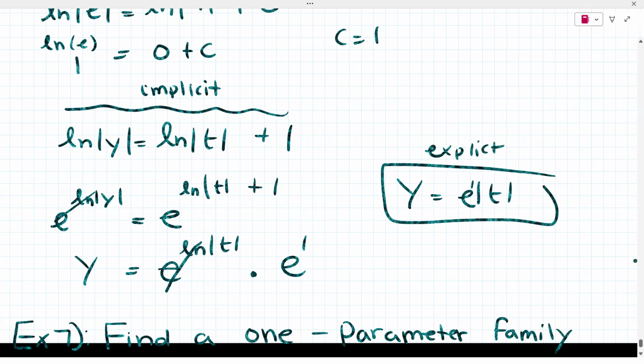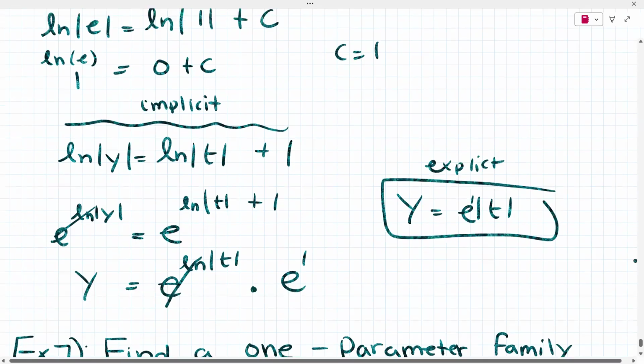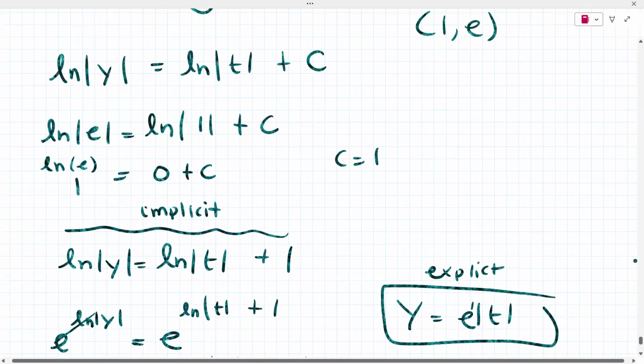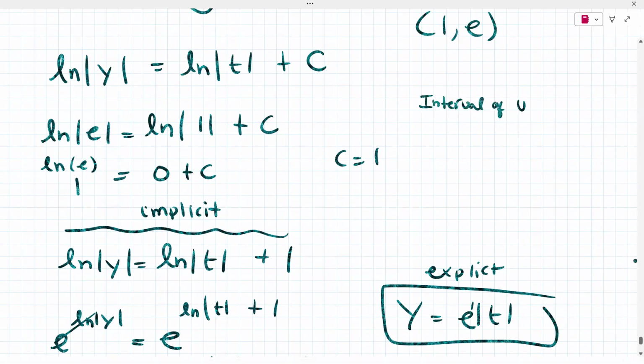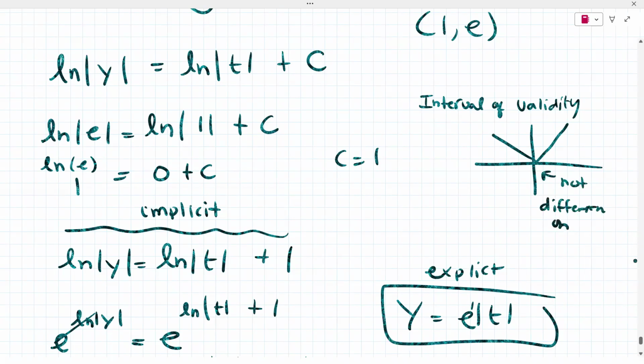If you're curious about the interval of validity, what does this graph look like? This is an absolute value times a constant. So that would look something like this. Right? Your vertex is (0, 0). So it's not differentiable on the cusp, right? You can't take the derivative on a cusp.